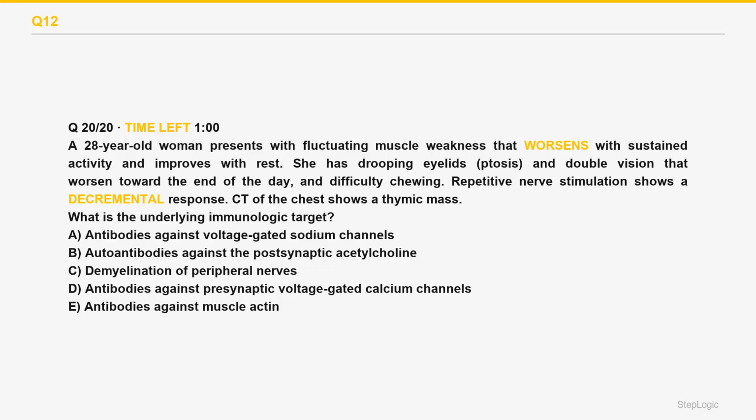Read the command. Immunologic target. Fatigable weakness, worse with use, ptosis, diplopia, decremental response, thymic mass: myasthenia gravis, anti-acetylcholine receptor antibodies.